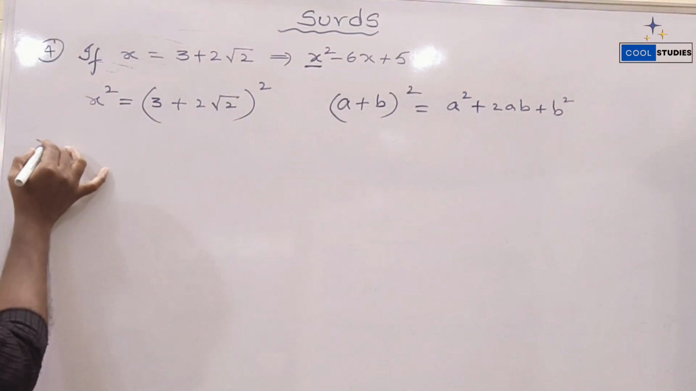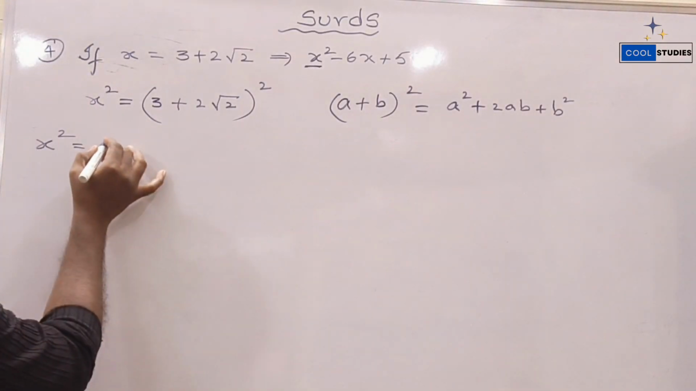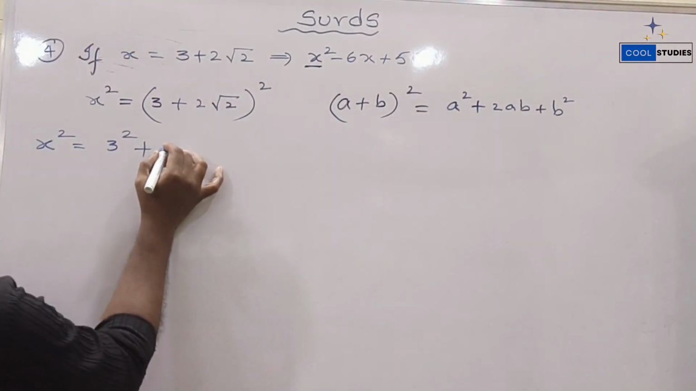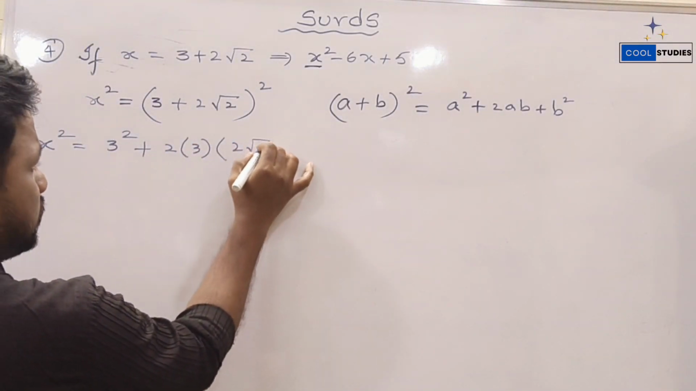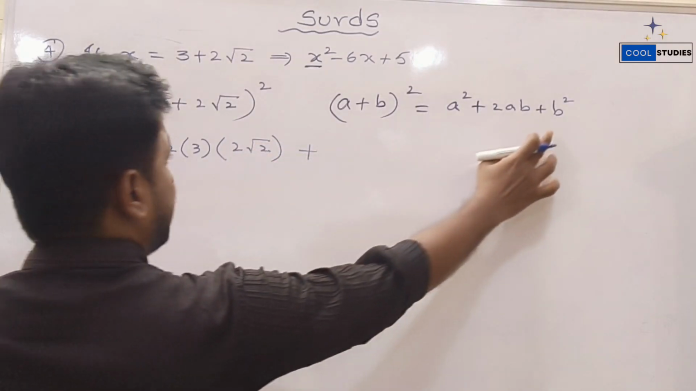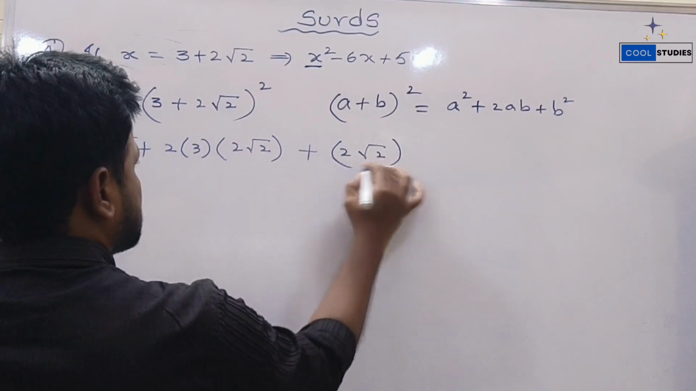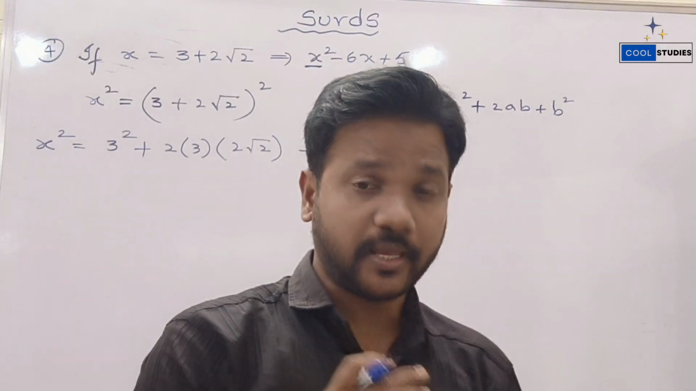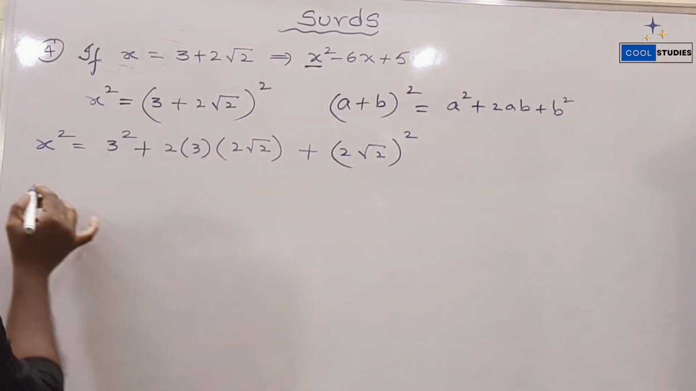So x square is equal to, a is 3, so 3 square plus 2ab, 2 into a value 3, b value 2 root 2, plus b square, it means 2 root 2 whole square. We just expand in the form of a plus b whole square. Right? Now tell your value here.